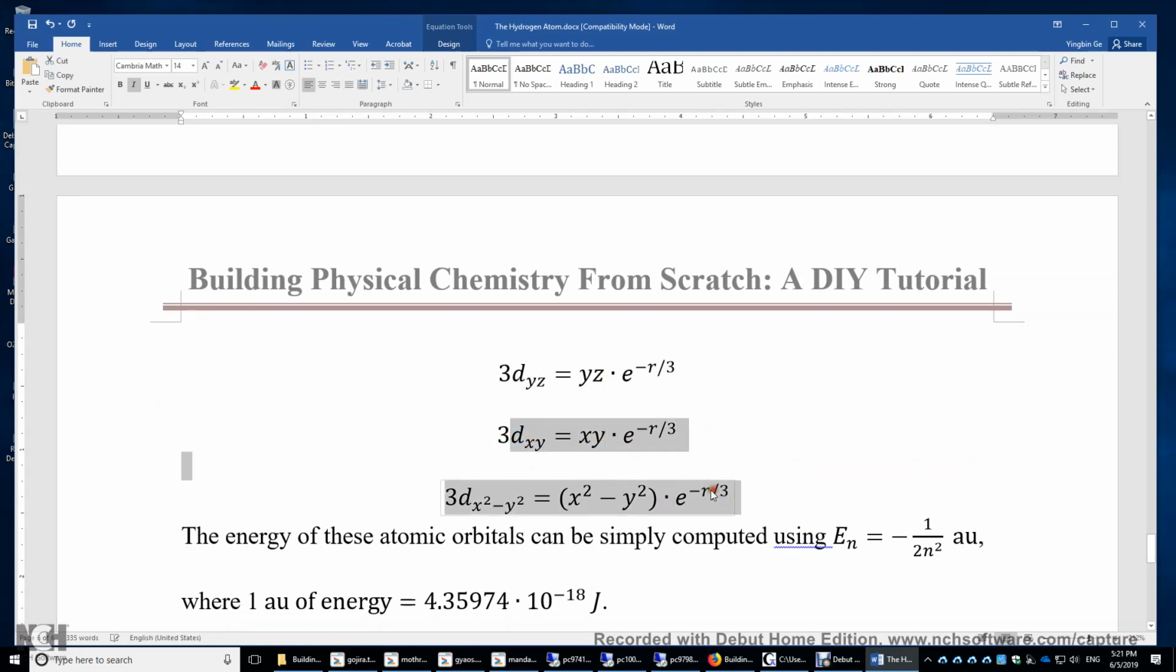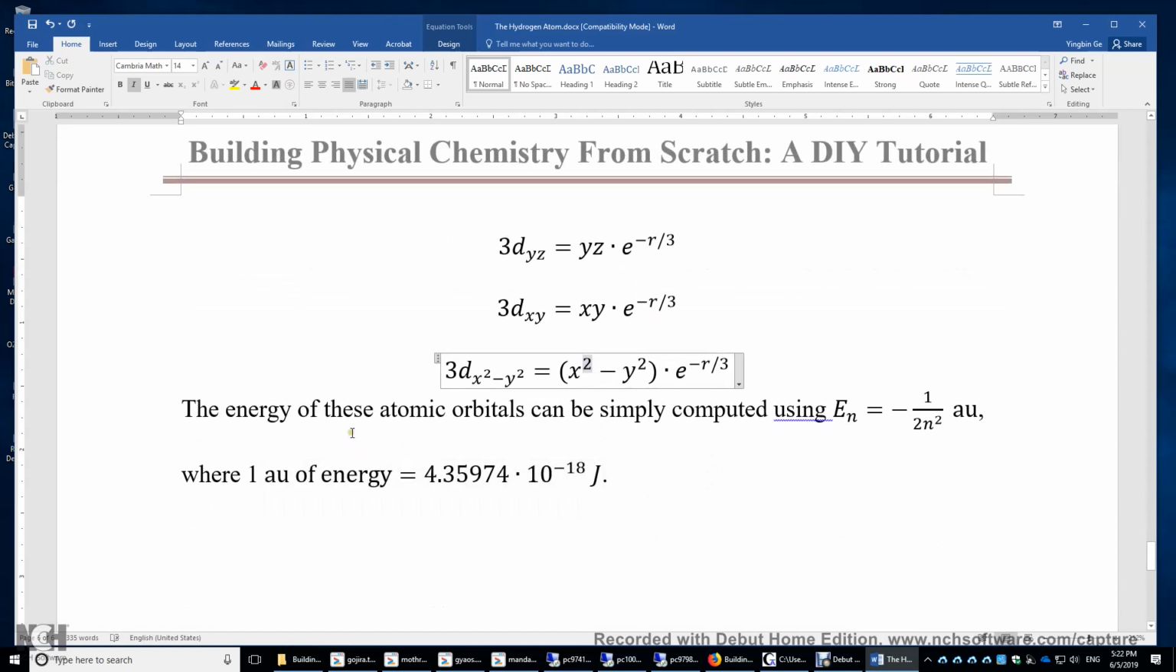This 3d xy becomes 0, and these two are different. If you look at this carefully, over here, there are also two nodal surfaces. But where are those two nodal surfaces? When x equals y, or when x equals negative y. Over here, it's when x equals 0 or y equals 0. So the locations of the two nodal surfaces are different.